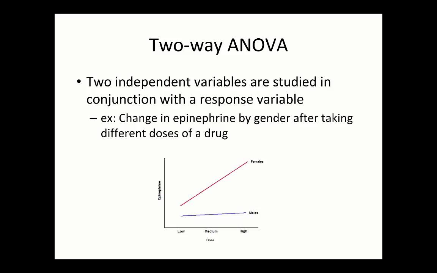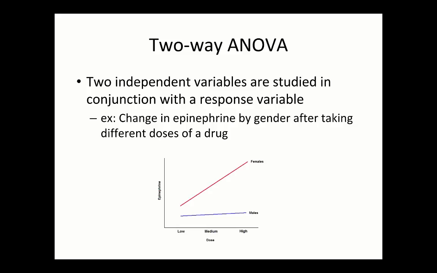Next is the two-way ANOVA, which most people have the hardest time with. A two-way ANOVA compares 2 independent variables in conjunction with a response variable. The independent variables are categorical rather than quantitative. If they are quantitative, you need to convert them into a category in some way.